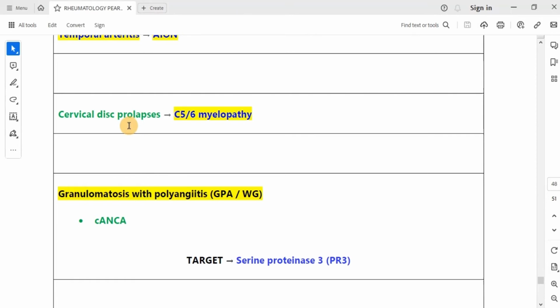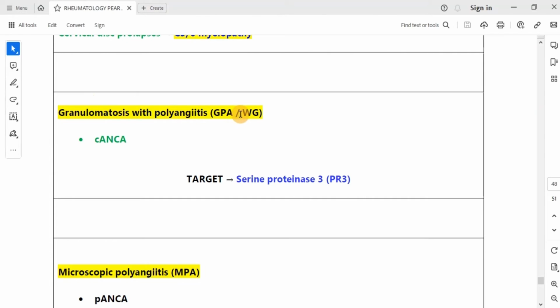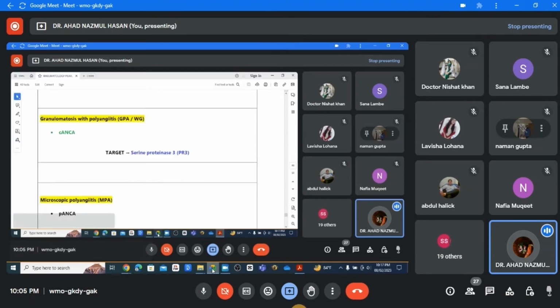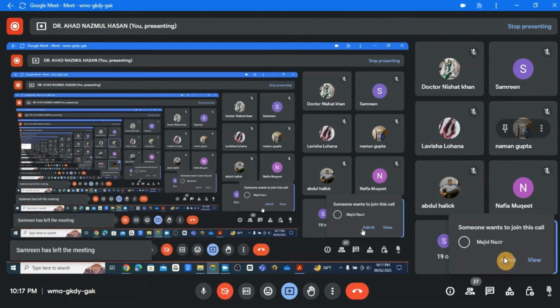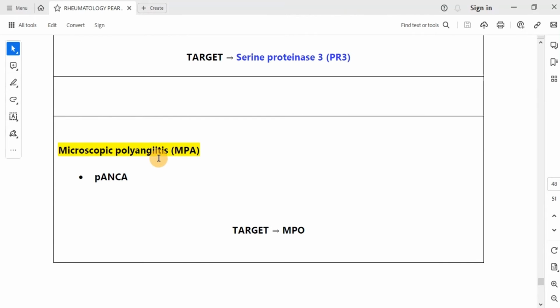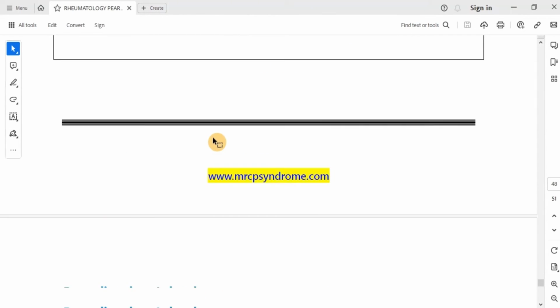Cervical disc prolapse is related to C5 or C6 myelopathy. Granulomatosis with polyangiitis, also known as Wegener's, will have ANCA positivity, and the target is serine proteinase 3, that is PR3. And microscopic polyangiitis, MPA, will have P-ANCA positivity, and the target is MPO, myeloperoxidase.